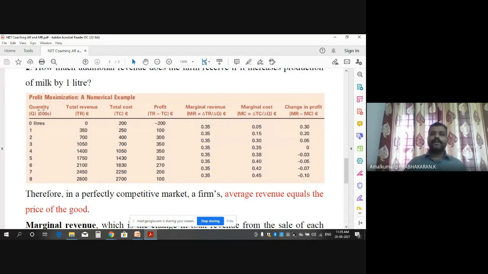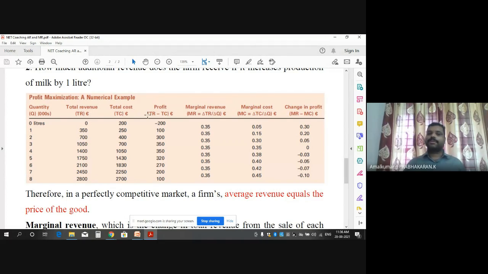The quantity demanded is in thousands of liters, up to 8,000 liters, and total revenue is in euro. If we produce 1,000 liters of milk, we can make a total revenue of 350 euro. And if we produce 2,000 liters, our total revenue increases to 700 euro. This way, the total revenue is improving.